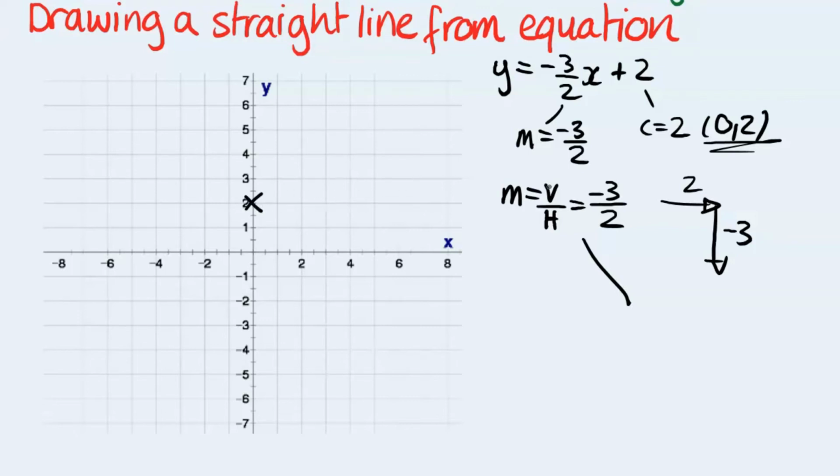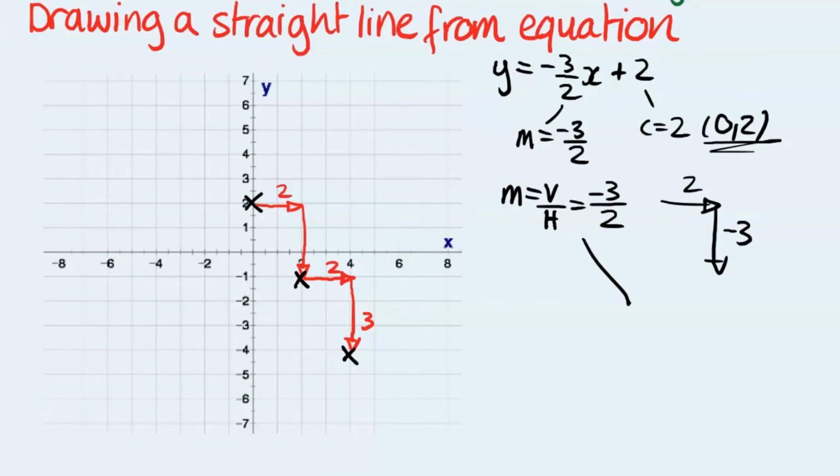So if we want to draw this, let's use the gradient staircase, okay? And so what we're going to do is we're starting here and we're going to go across 2 units, okay? So we're at 2 and then we're going to go down 3 units, okay? So we end up at minus 1, okay? So let's put a point here, okay? Let's repeat that again, okay? So we're going to go across 2 units and then down 3 units, okay? Just like the gradient, minus 3 over 2. So then we can put a point here, okay?